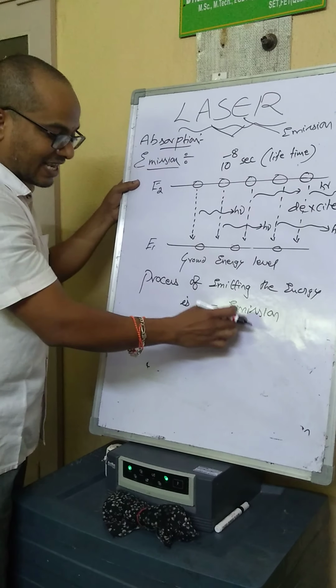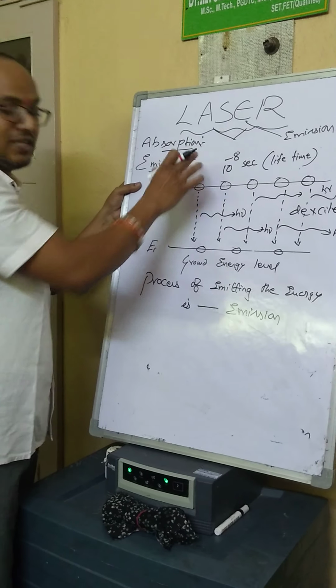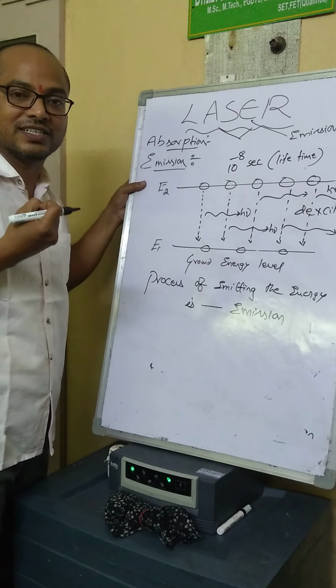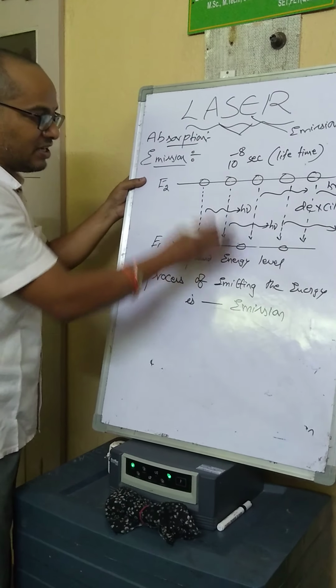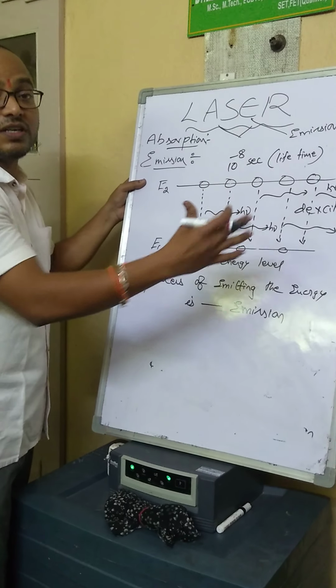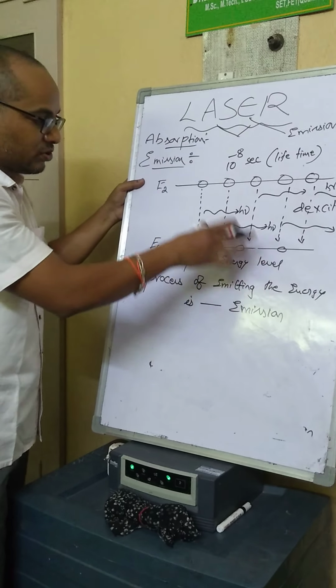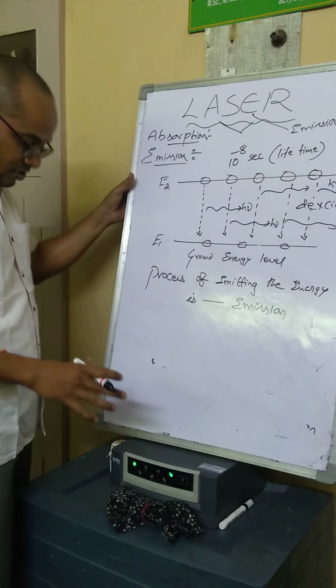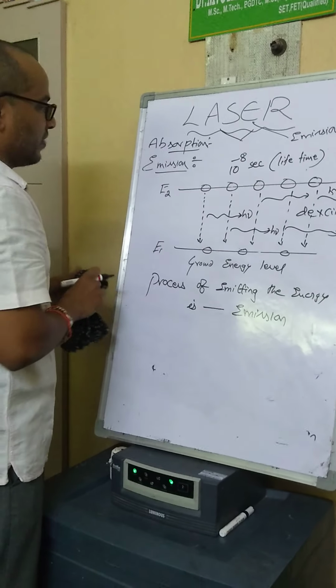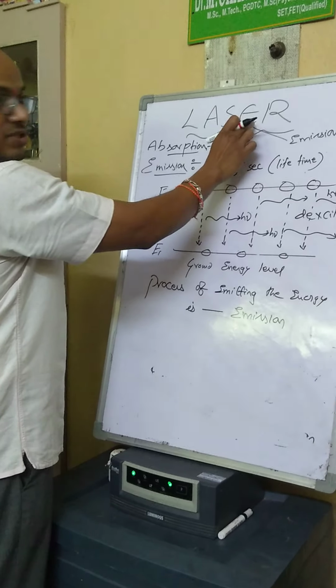So this emission is exactly the opposite word to absorption. In absorption, it has absorbed the external energy, and in emission it is emitting what it has absorbed, it is giving back. So this process is known as emission. So now this is the process of emission.